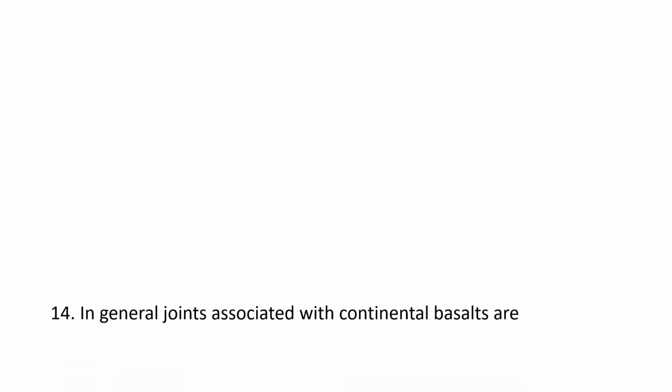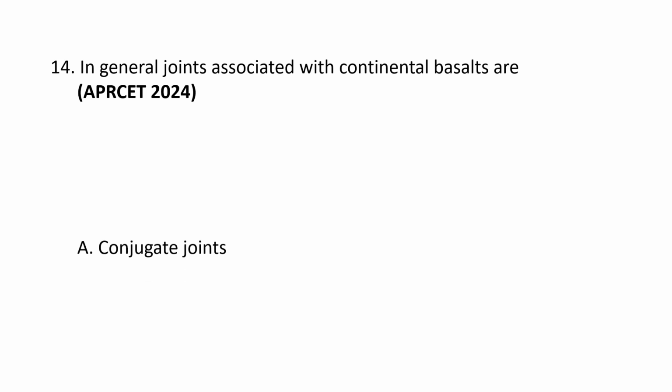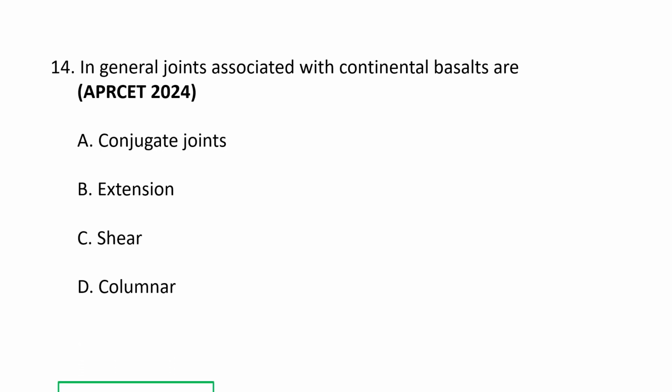Next question. In general, joints associated with the continental basalts are, the options are A. Conjugate joints, B. Extension, C. Shear, and D. Columnar. The correct option goes as D. Columnar. Generally, joints associated with the continental basalts are indeed columnar.